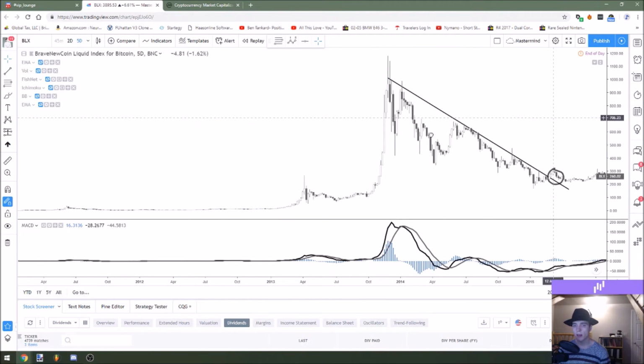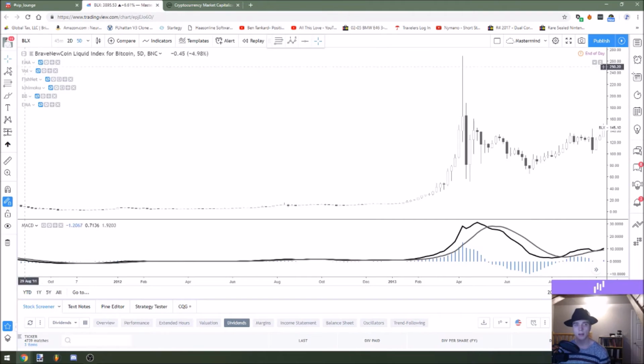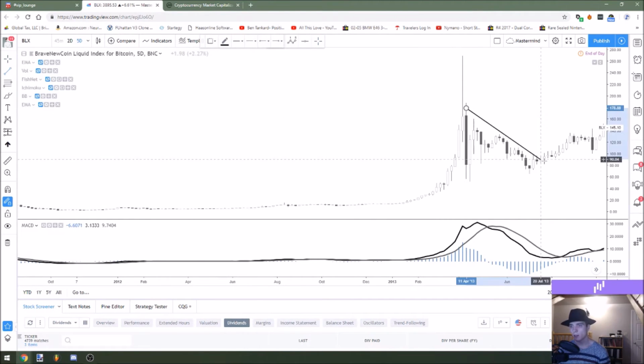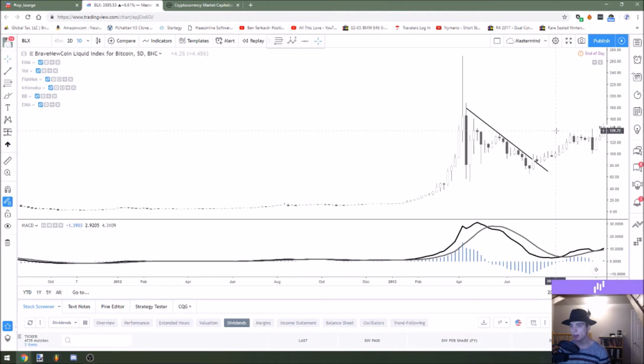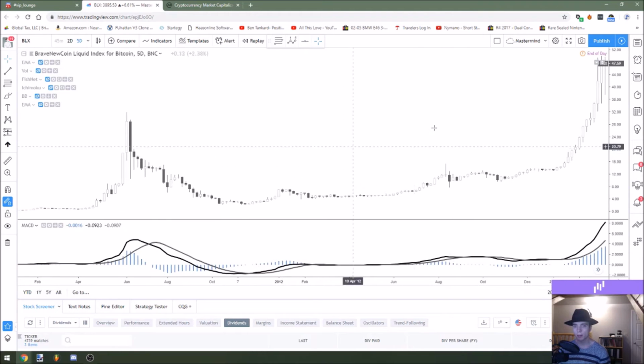Now let's go see if that worked in any of the previous cycles as well. We've got this cycle right here. Take our trend line. We've got a huge downtrending resistance point right here. And as you can see, we got a breakout of that downtrending resistance, and it took us all the way up to the $1,200 range, just a little bit below it.